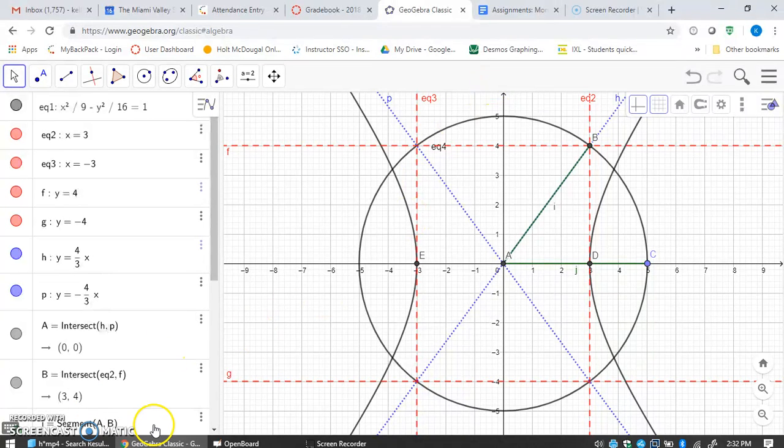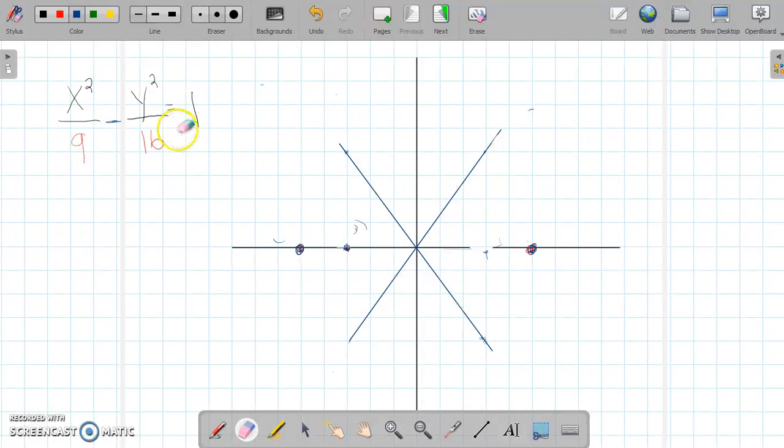So I'm going to do an example for you. Here is an example. I've got x squared divided by 9 minus y squared divided by 16. So the vertices are going to be the 3 and the -3. So right here, this is -3, 0. And this is 3, 0. So those are our vertices.